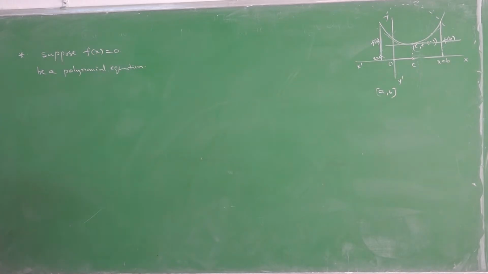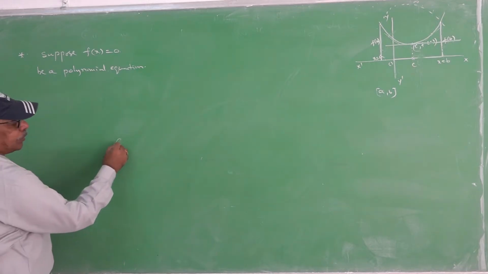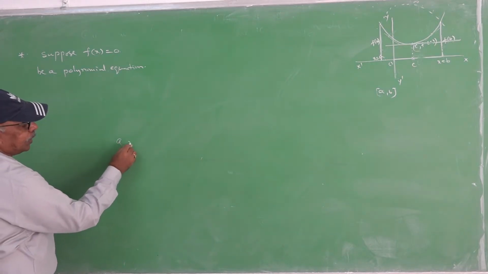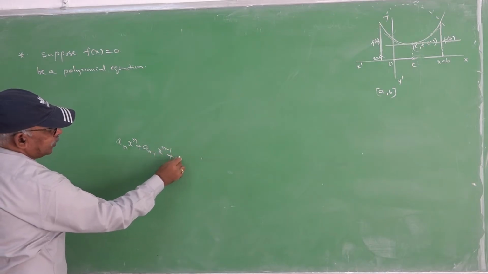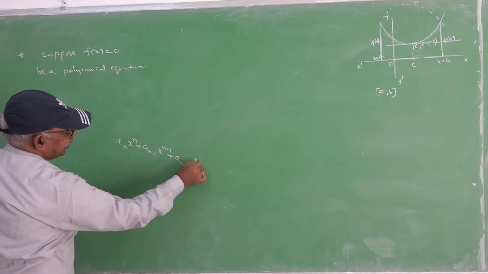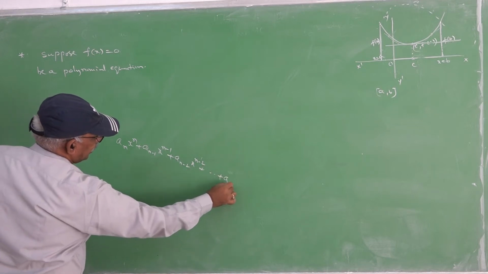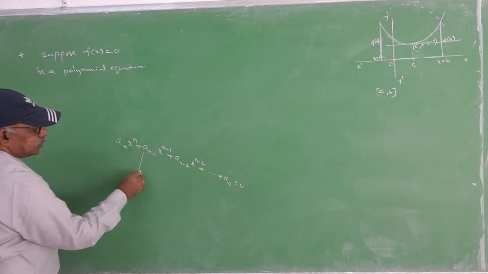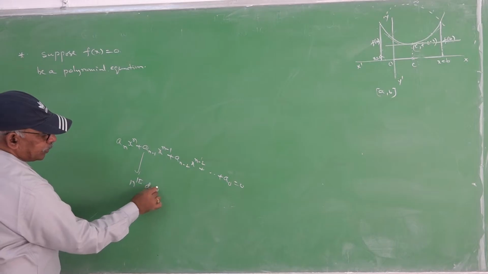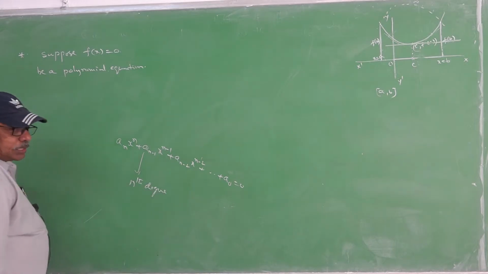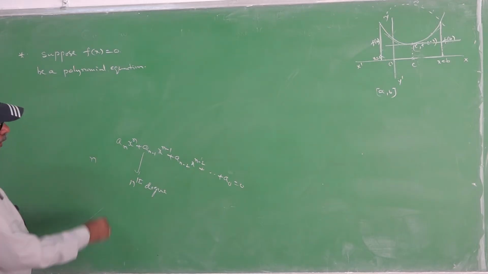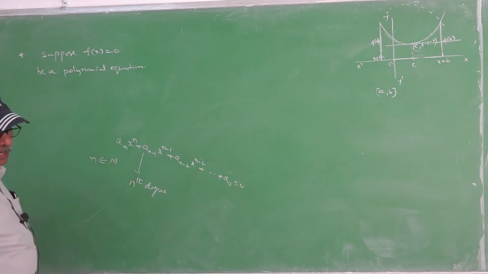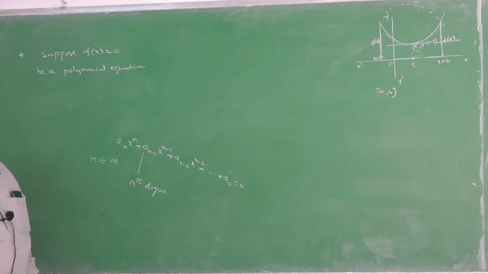Okay. A polynomial equation means an equation of the form a_n x to the power n plus a_(n-1) x to the power n minus 1 plus a_(n-2) x to the power n minus 2 and so on, plus a naught, equal to 0. This is an nth degree polynomial equation, provided n is a positive integer.